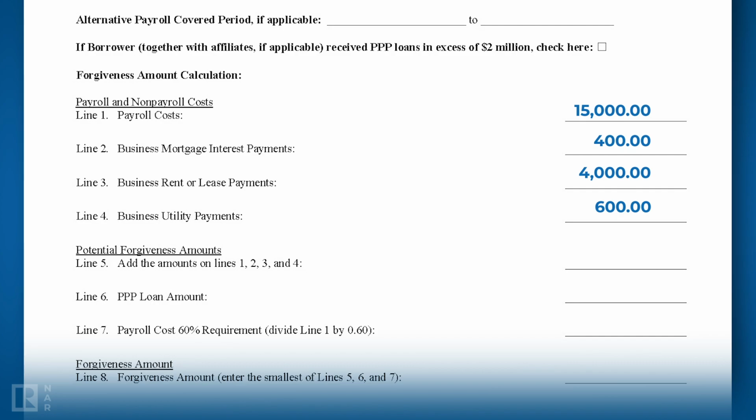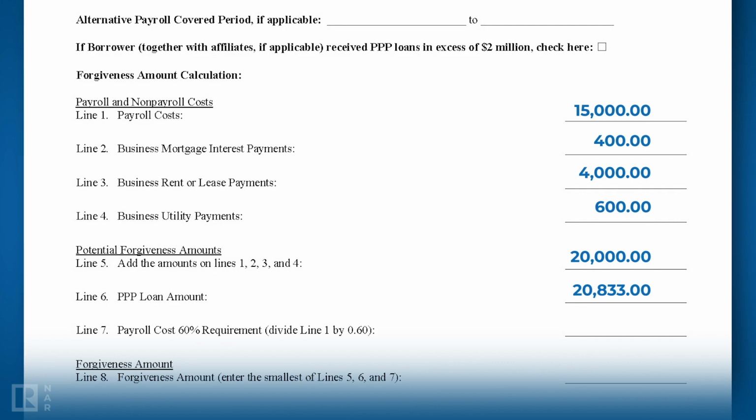In line 5, the borrower should add up lines 1 through 4 and enter the sum amount. In line 6, for our example, we use $20,833 as the PPP loan amount, as this is the max PPP loan amount for a self-employed borrower with no employees who received a gross salary or wages of $100,000 in 2019.